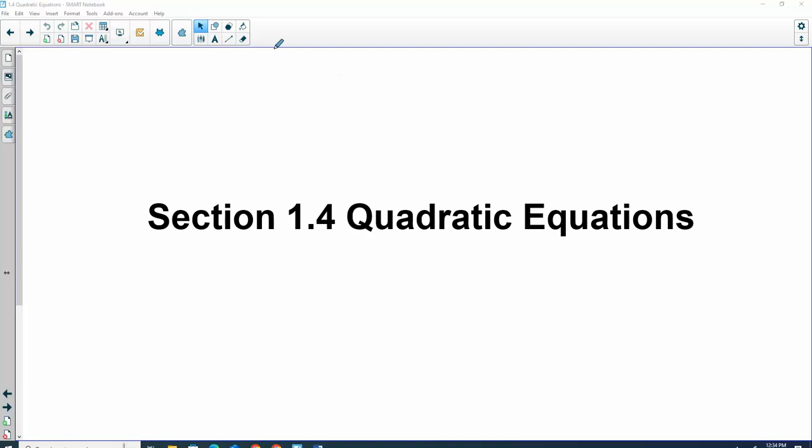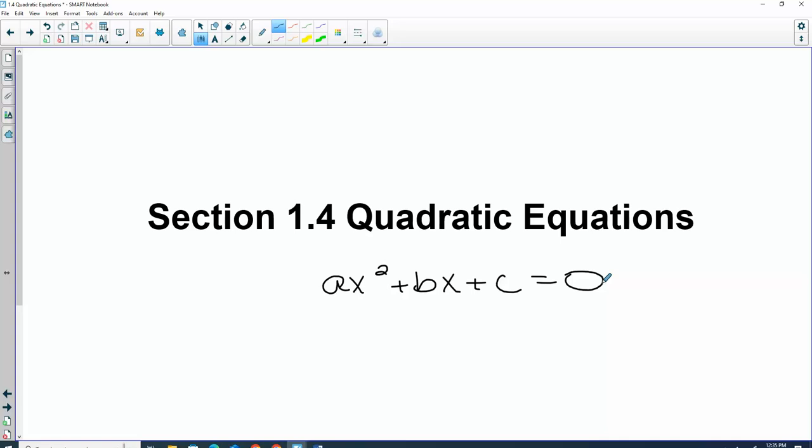What is a quadratic equation? It has an x squared in it. That's really the only requirement. X squared has to be the highest power. You're used to seeing ax squared plus bx plus c equals 0. Now obviously we can have different forms. B or c might be 0, but we have to have the x squared in it to make it a quadratic.